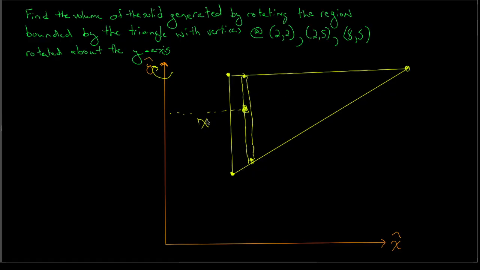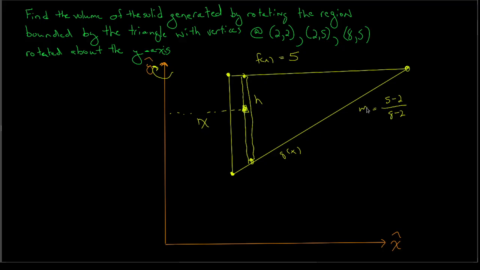Right? So we will have our radius being the x variable here, and our height being the difference of, well, I'll call this f of x, and I will call this g of x. And so our height is the bounding of those. Well, this is a horizontal line, and it's at 5. So f of x is equal to 5. And this, well, we have 2 points. We have (2, 2) and (8, 5). So we can find the slope of this. So let's see, the difference in the y's, 5 minus 2 over 8 minus 2.